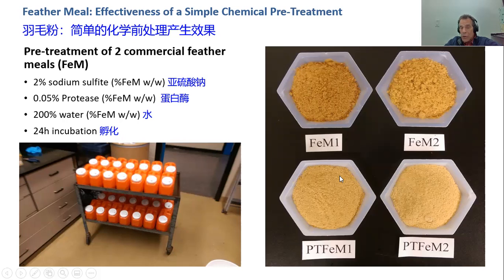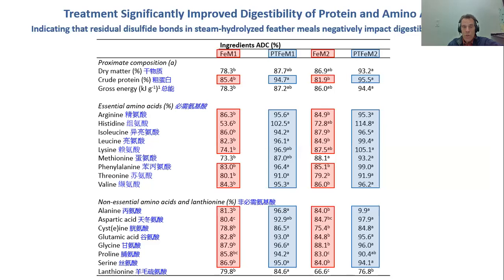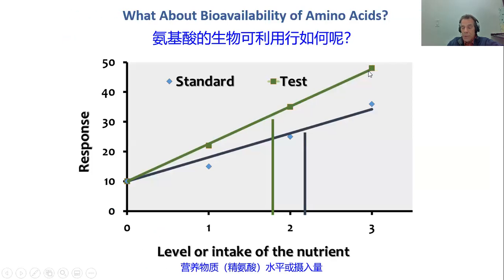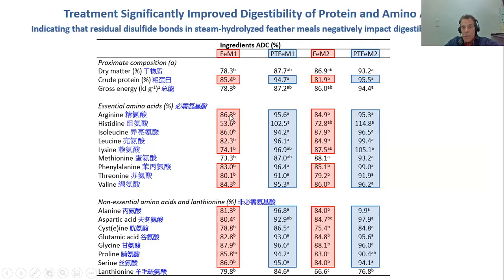He produced a highly hydrolyzed product. Pre-treated feather meal 1 and pre-treated feather meal 2 became extremely free-flowing. Actually, the smell became really quite pleasant. The product became extremely fine through this process. He measured the digestibility of nutrients and amino acids in these feather meals, either intact, original, or pre-treated, and found that the digestibility of amino acids increased extremely significantly with the pre-treatment.